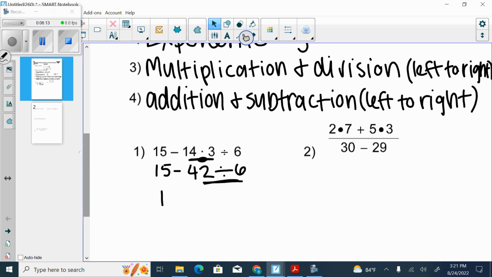Good. So I bring down my 15 and my minus. You guys said this became 7. And what is 15 minus 7? Perfect. There's 3. Okay.